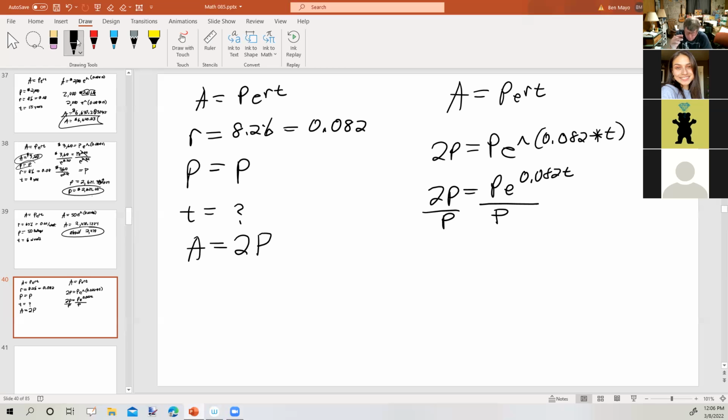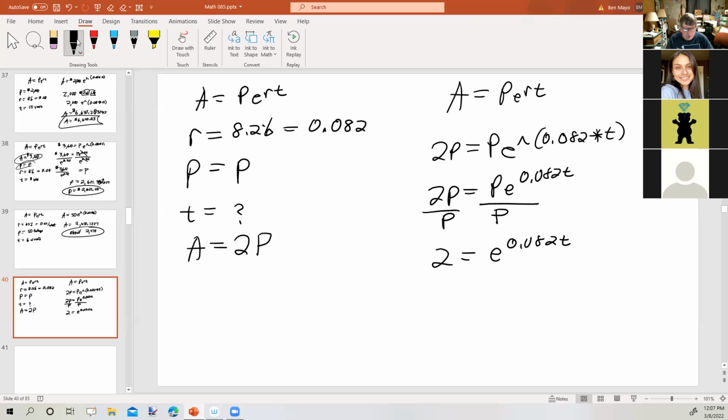So I've got 2 equals e to the 0.082 t. You okay with how I got here? Any questions? I now have an exponential equation where the unknown is the exponent. How could I isolate that exponent?